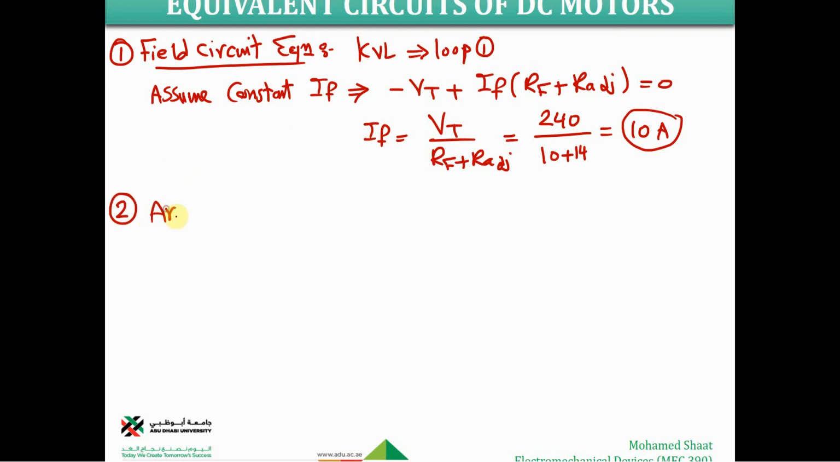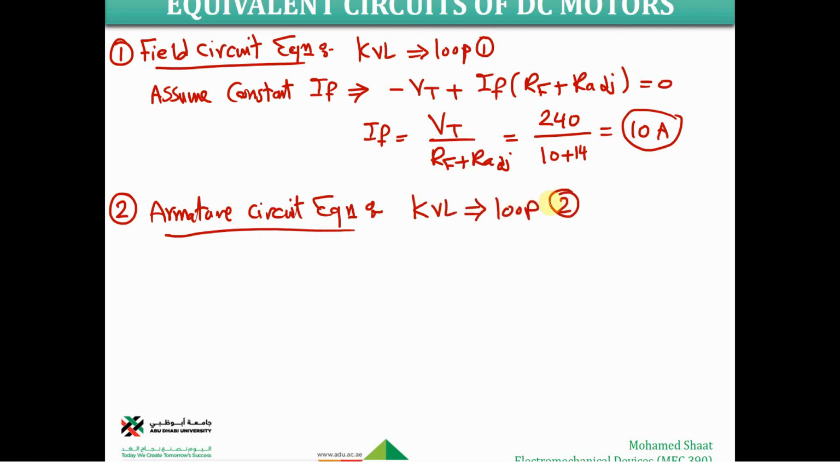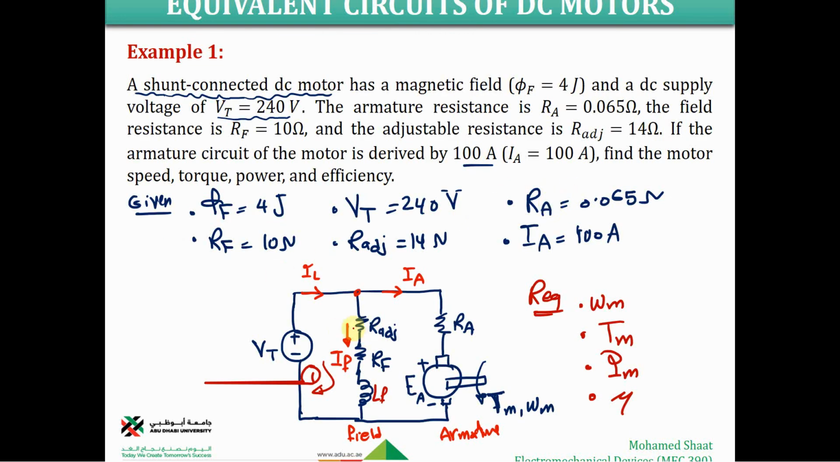Then we're going to write the armature circuit equation, or armature circuit analysis. Also, we're going to apply Kirchhoff voltage law, but for another loop, the big loop where we skip this branch. This is going to be loop 2 that we apply the Kirchhoff voltage law for.